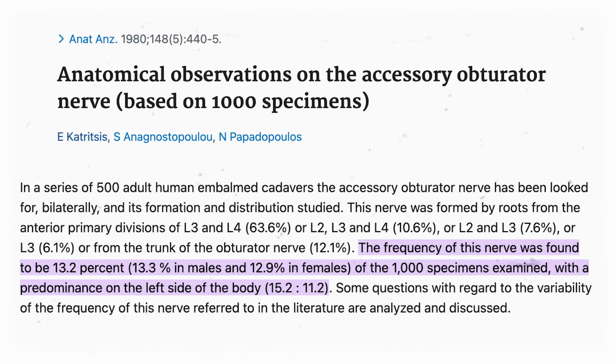I say sometimes because this nerve is present in maybe 13% of people according to cadaver studies, although that number depends on which study you're reading. When they are present though, they provide some extra innervation to the pectineus and hip joint.